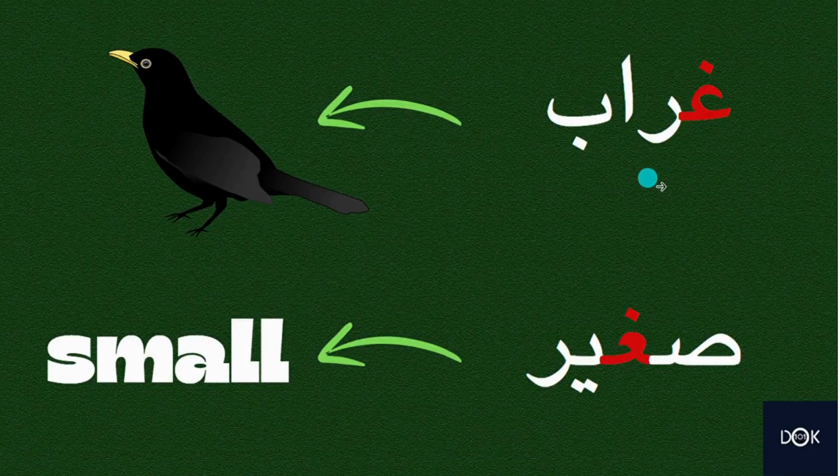So the first example is ghurab, which is a crow. Ghurab. Ghayn here is connected to the letter followed by it, which is the letter ra. Now, interestingly, we have completed all the letters in this word. Ghurab, ghayn, ra, alif, ba, ghurab.